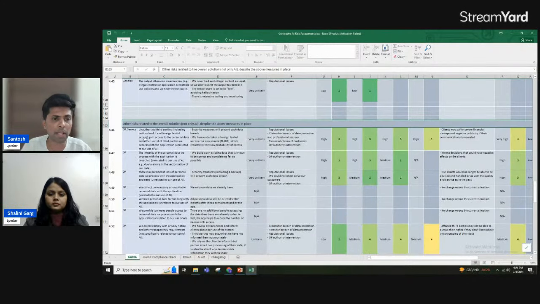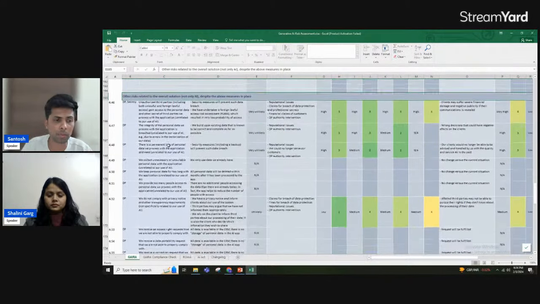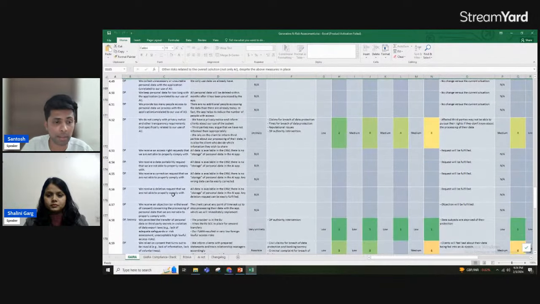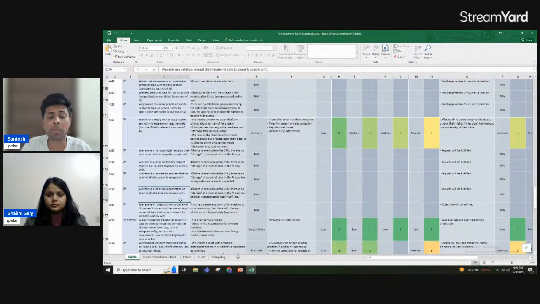And we talk about other risks related to the overall solution, what the general risks can be. For example, we receive a deletion request that we are not able to properly comply with. Somebody tries to input data and finds that his personally identifiable information is stored in that particular artificial intelligence application, which is accessed by everybody. You might have used my HR data or onboarding offer letter and fed that data into your AI system, and now my personal details have been accessed by everybody. Now I need to do an access deletion. So we need to talk about that aspect.